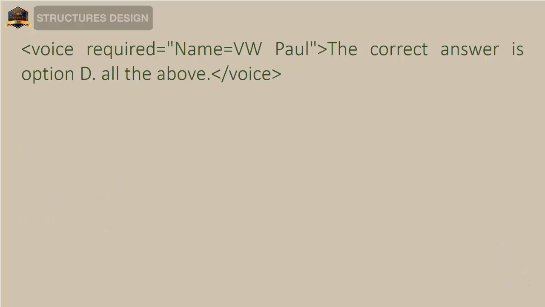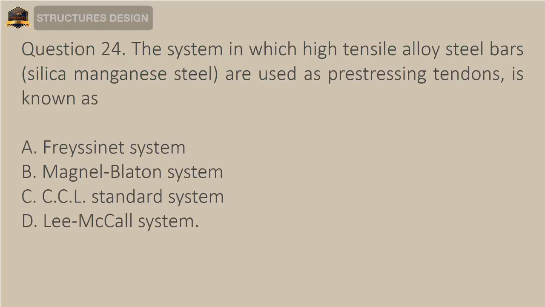Question 24. The system in which high-tensile alloy steel bars, silica manganese steel, are used as prestressing tendons is known as A. Freycinet system, B. Magnel-Blaton system, C. CCL standard system, D. Lee-McCall system. The correct answer is option D, Lee-McCall system.